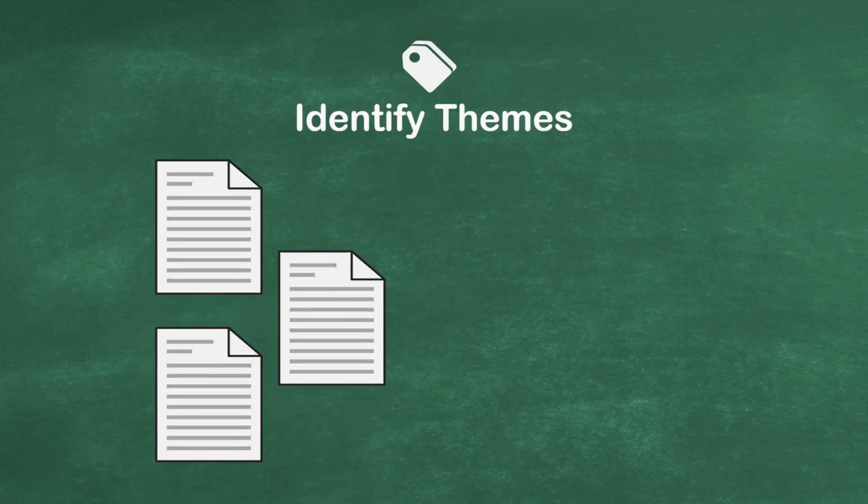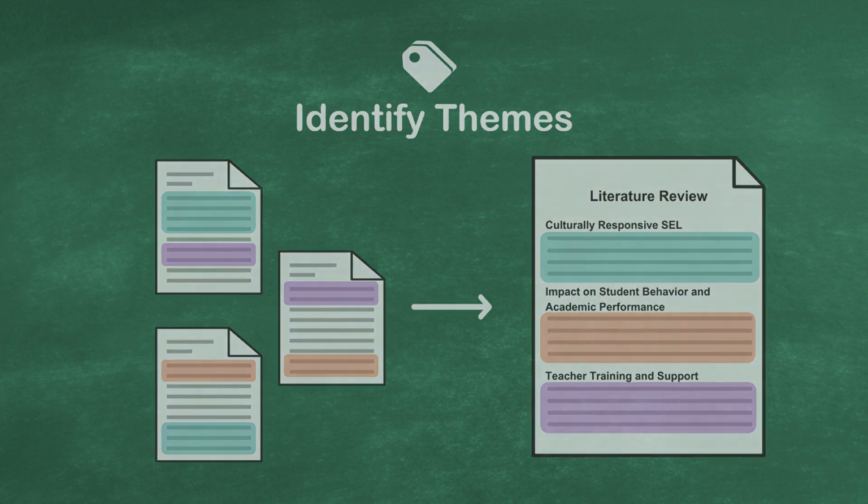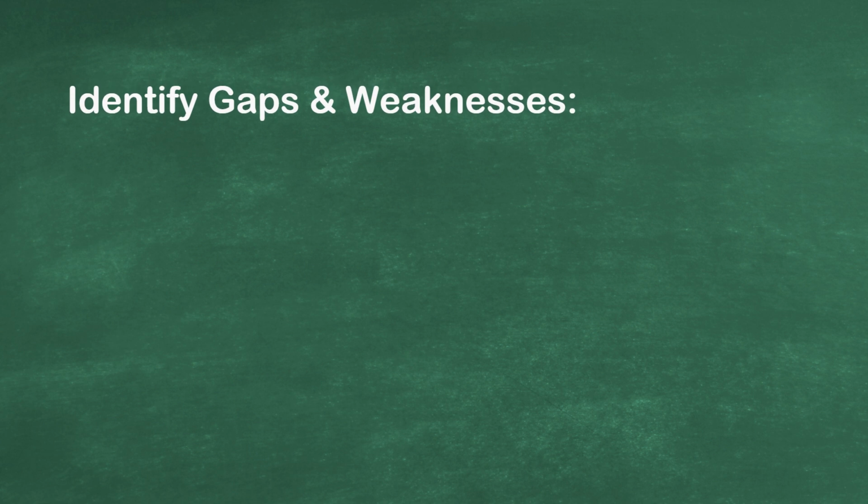Anna starts by reading her articles to understand the ongoing scholarly conversation. As she reads, she identifies key themes, including culturally responsive SEL, the impact on student behavior and academic performance, and teacher training and support. Anna also looks for gaps and weaknesses in the existing literature to uncover what is missing or hasn't been explored on her topic.